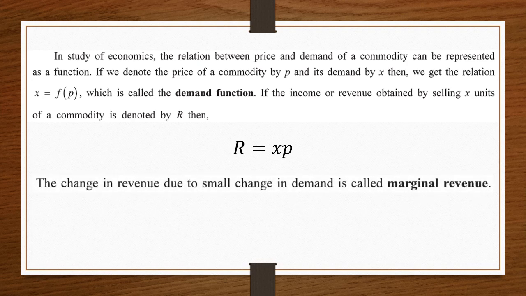Now the change in the revenue due to a small change in demand is called the marginal revenue. This is a concept which you have studied in economics in the 11th, so that same concept we are applying here, but with this statistical method. So the marginal revenue will be dR upon dx. Now usually we take dy upon dx, but here the function is not y, the function is capital R, so we are taking dR upon dx. That means we just have to find the first order derivative of the given equation, and that will be all.